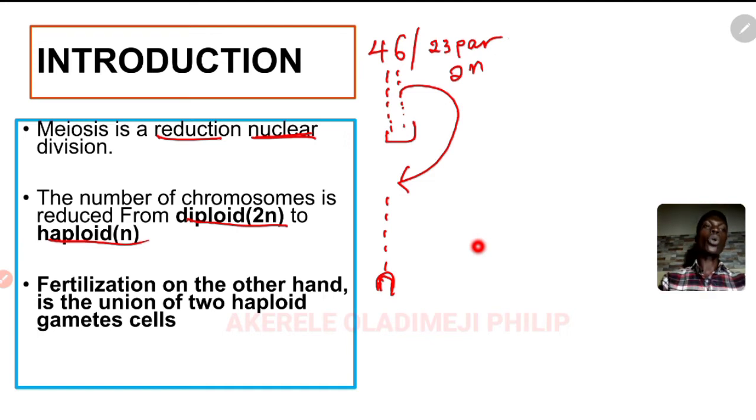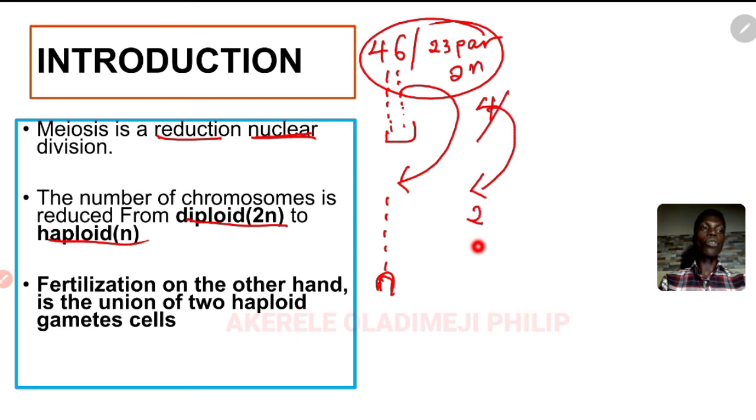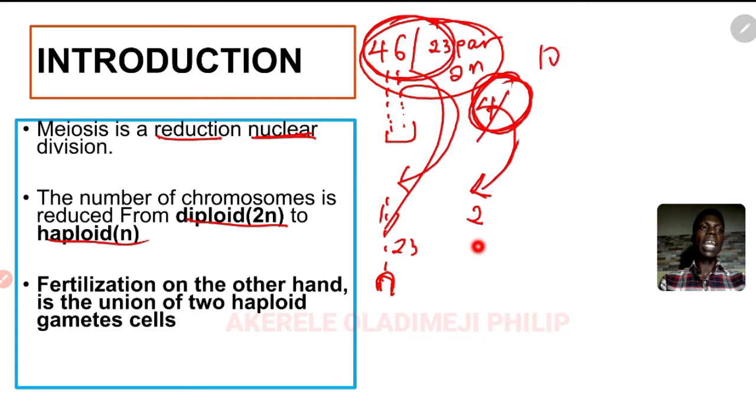Now it is not only that it has to be 46, please. Even if a cell has 4 chromosomes and divides by meiosis, it's going to end up having 2. It's going to be half of whatever you have in the parent cell. So if we have 23 pairs of 46, it's going to result in just 23. If we had 4, it's going to be 2. If you have 10, it's going to be 5. That's why it's called a reduction division. When it was 10, it's 2n. When it is 5, it's just n, because it's half of that. Hope that is clear to you.